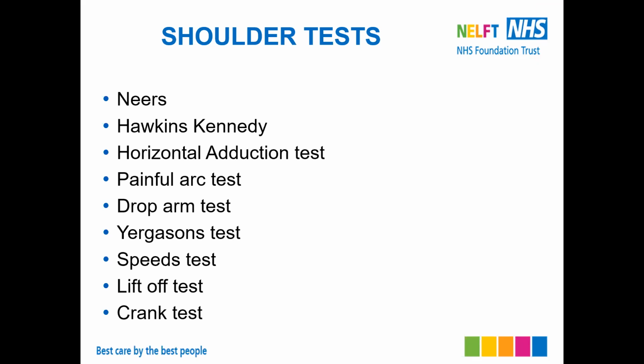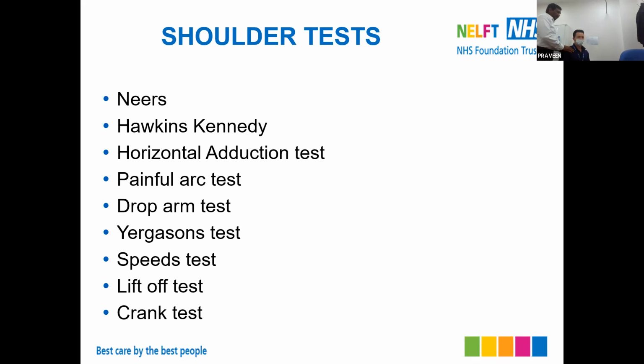Yes, the first test I've mentioned is the NAIRS test. The NAIRS test is a test which we use to diagnose the subacromial impingement. So what you tend to do is, with the patient in sitting, with one of your hands stabilizing the shoulder blade, or you slightly depress the shoulder blade, you internally rotate the shoulder and then elevate the arm all the way up.